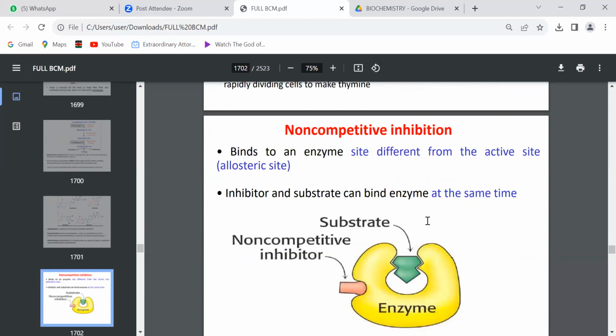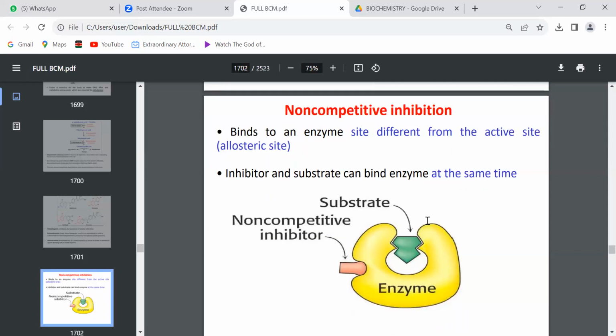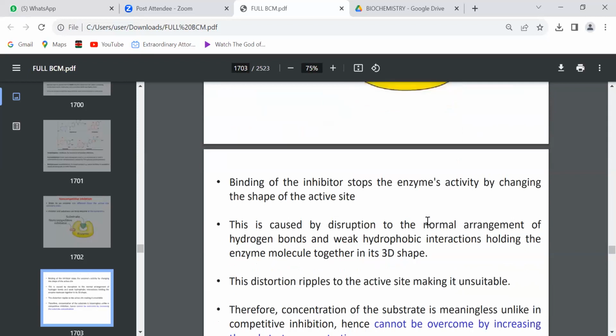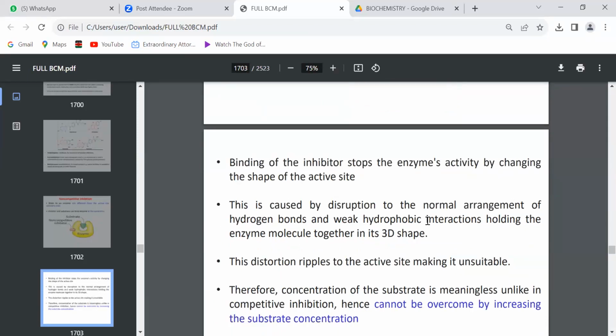Then non-competitive inhibitors bind the enzyme at a different site from the active site. So they don't need to have the same structure as the substrate because they have a different binding site. But once the inhibitor binds to its binding site, there's a conformational change, and the substrate no longer fits the active site. It disrupts the normal arrangements.